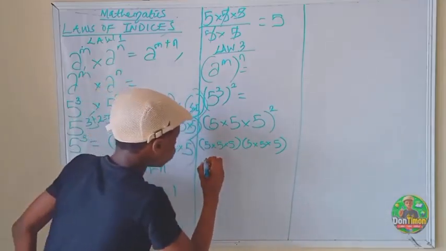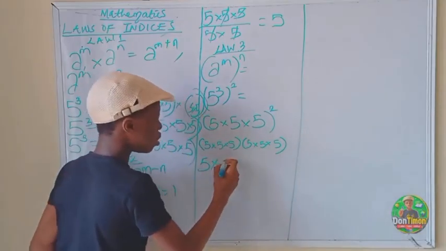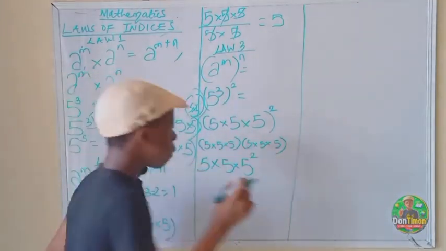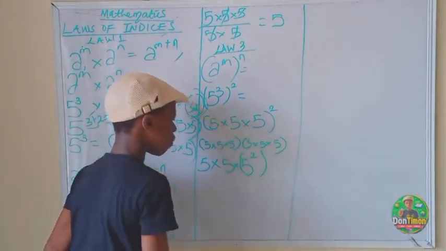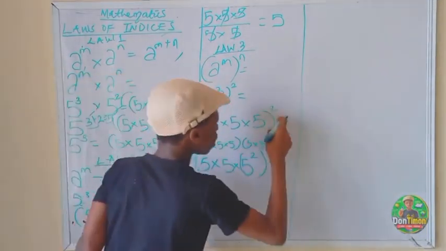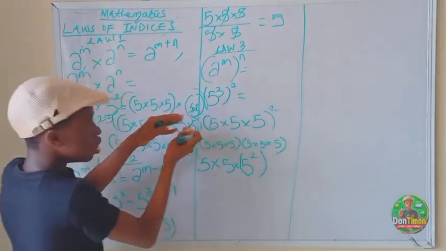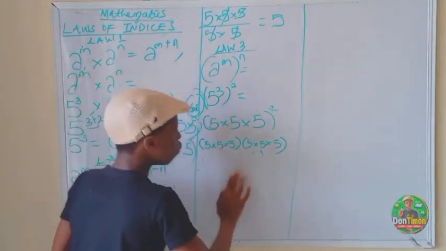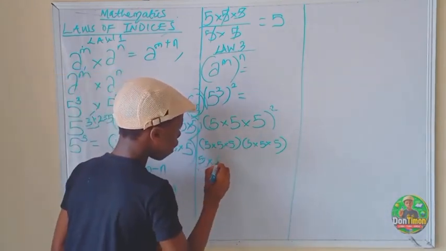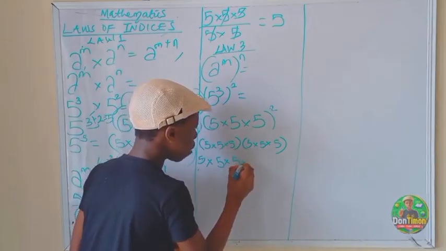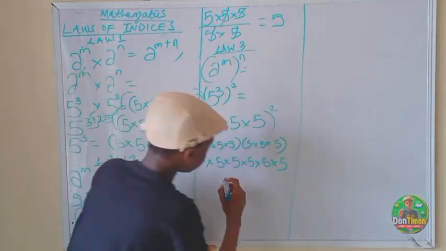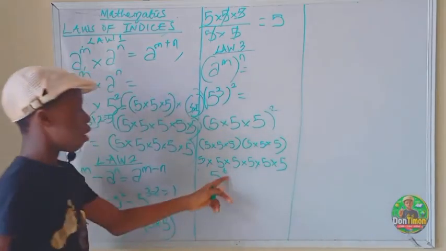You can see this is different from 5 times 5 times 5 squared. That means the 2 only affects this 5. But if you do it in brackets here, then the 2 affects all these places. If we remove the brackets, we will get 5 times 5 times 5 times 5 times 5 times 5, which is 5 to the power of 6.